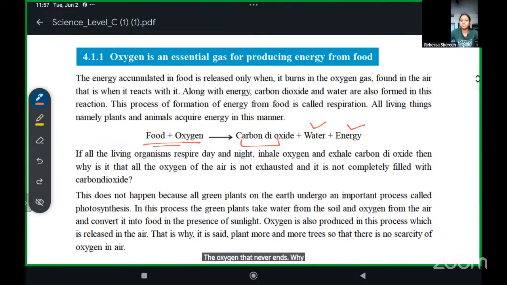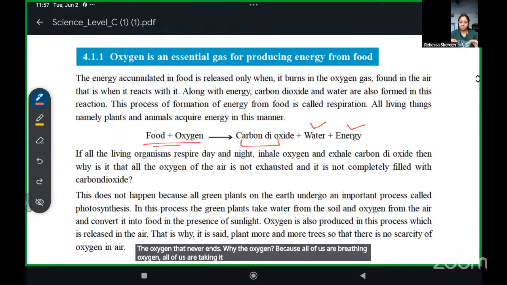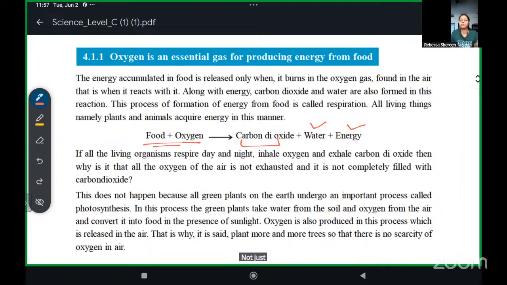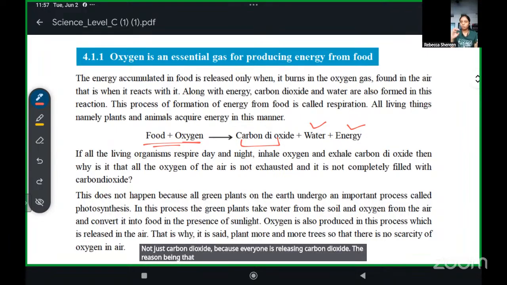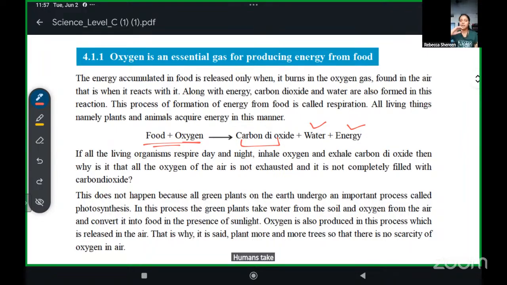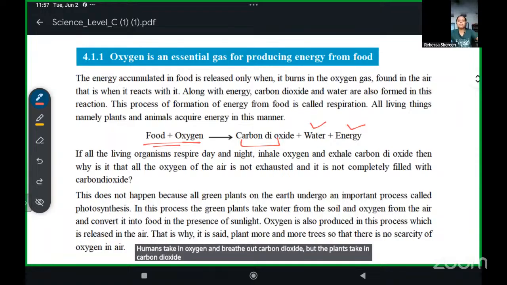Because all of us are breathing oxygen, all of us are taking it in, and all of us are releasing carbon dioxide. So why is the oxygen not ending? And why is the air not just carbon dioxide, because everyone is releasing carbon dioxide? The reason being that humans take in oxygen and breathe out carbon dioxide, but the plants take in carbon dioxide and give out oxygen.